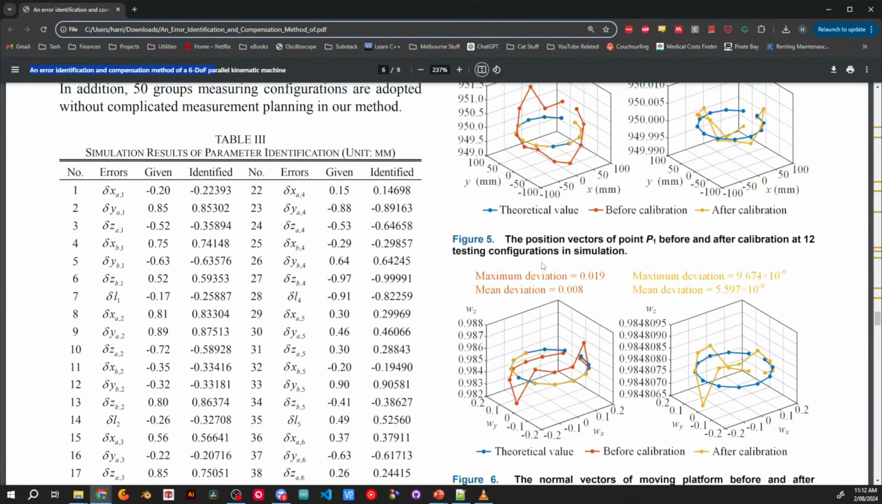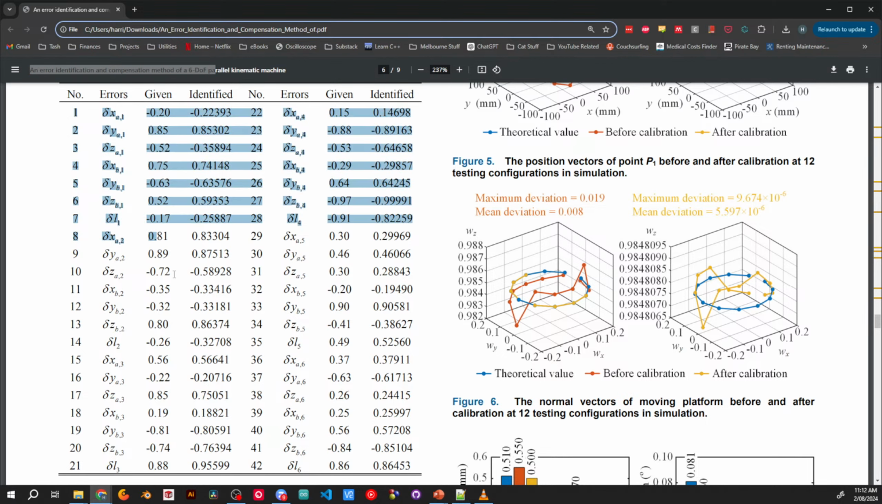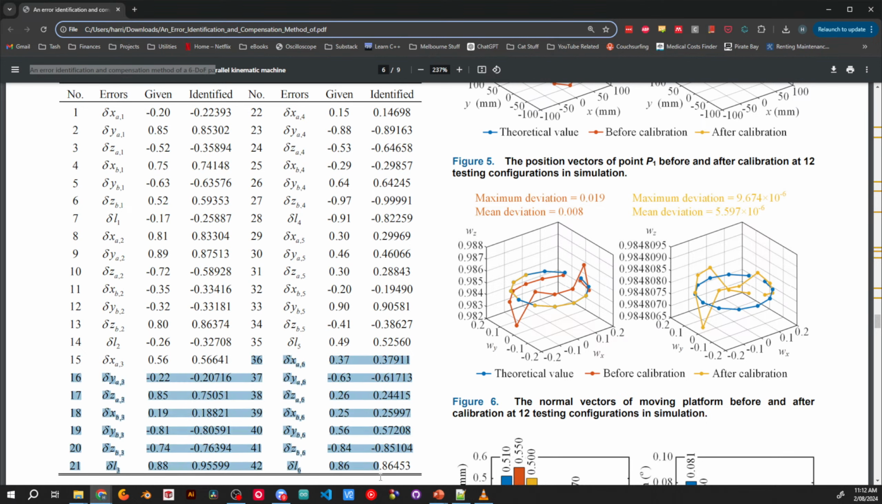And these different geometries, they've outlined them all here. There are 42 different things that can be wrong, and these are 7 different things for each leg. So, for example, if we look at 36 down to 42, that's the position of the base node in the X direction, the Y direction, the Z direction, and then the 3 platform nodes in X, Y, Z, and then the length of the leg.